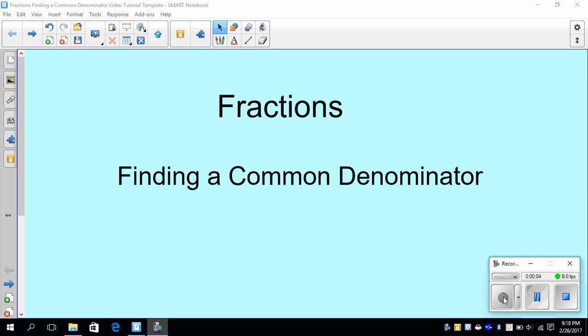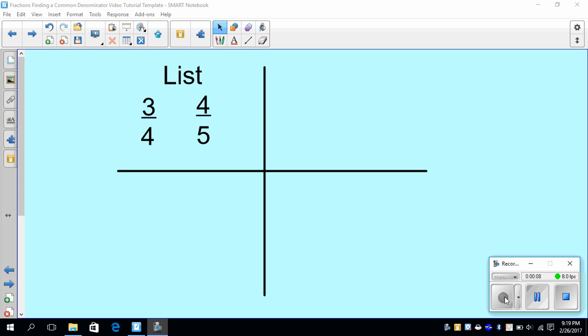We are looking at fractions today, and we'll be finding a common denominator. So to first of all review very quickly, the top number on a fraction is called a numerator, and the bottom number is called the denominator. And that's what we're going to be looking at today, finding a common denominator. In other words, turning these two fractions into fractions that have the same denominator.